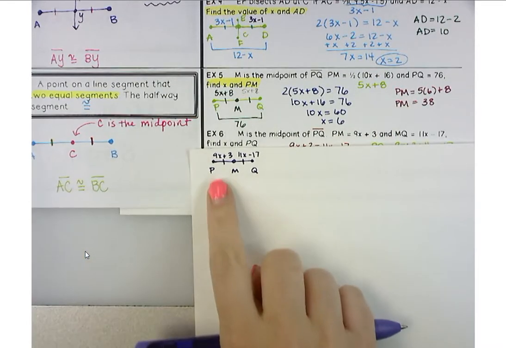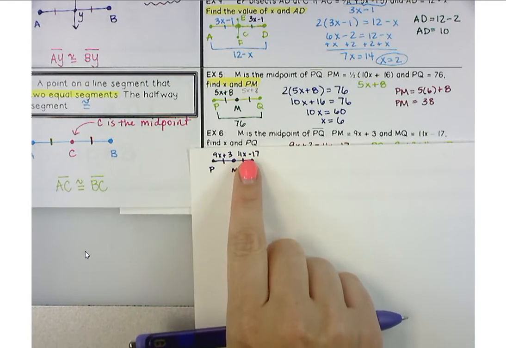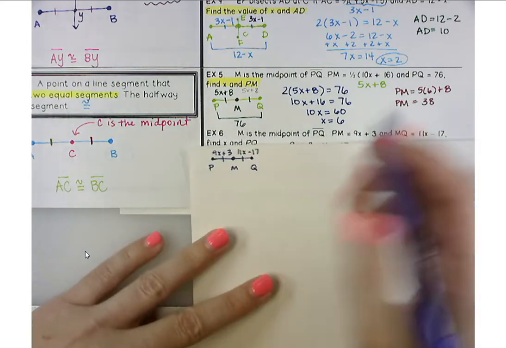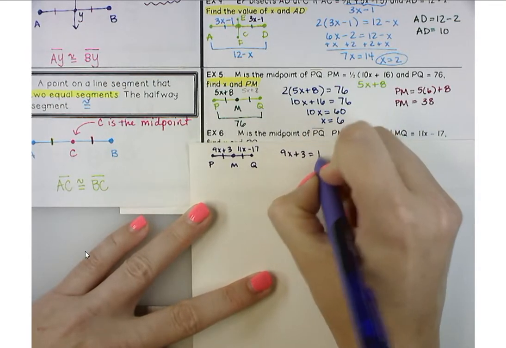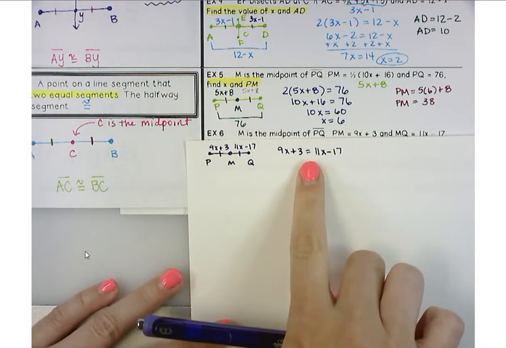Well, now I don't know what the whole thing is. I only have each of those parts. So what can I do with both of those to find x? Yep. Good. And what's my equation going to be? 9x plus 3 equals 11x minus 17. Good. Okay, so these two segments are congruent, which means they're equal.